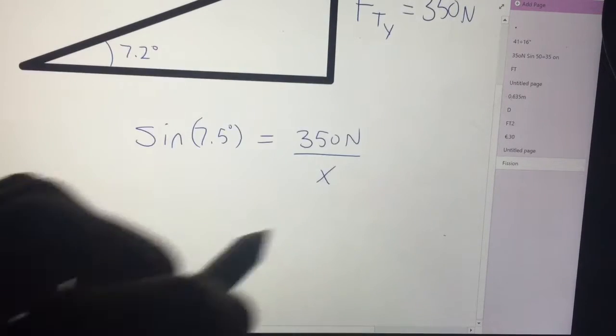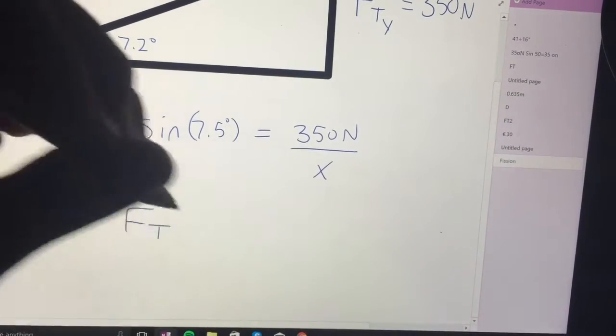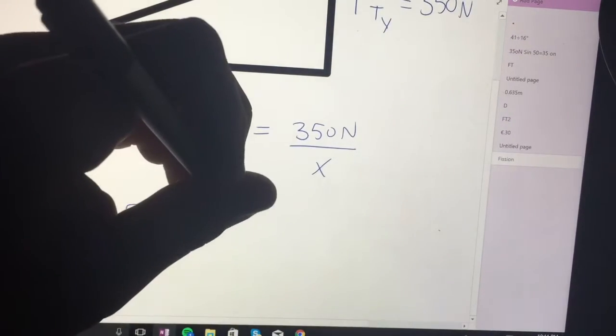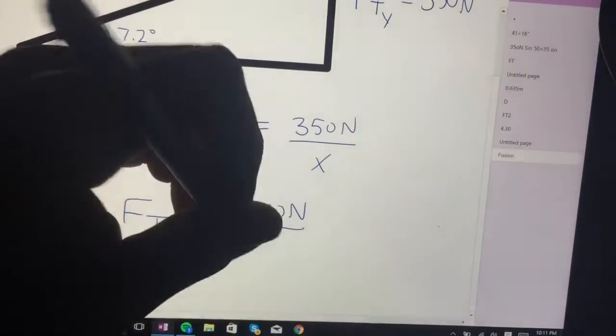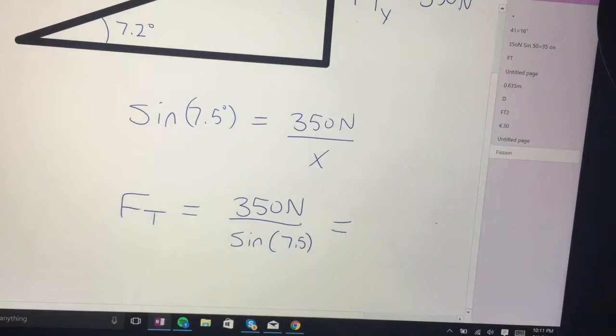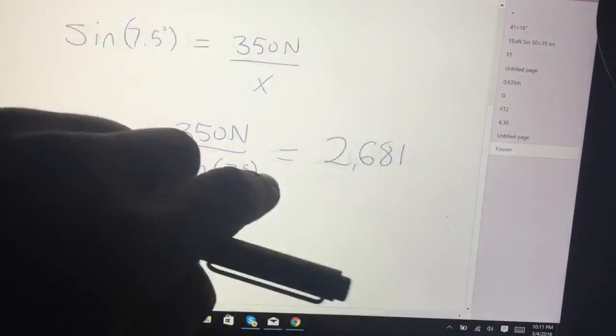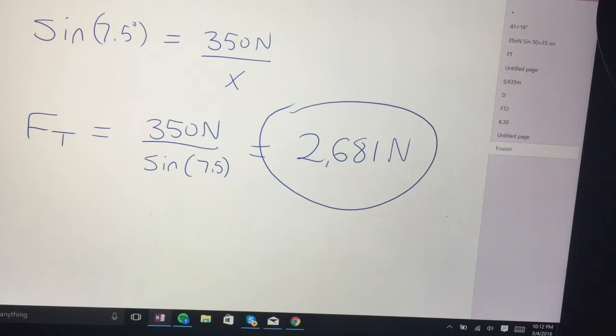So now, solving for x right here, we get that the force of tension equals 350 newtons divided by sine 7.5, which goes to equal about 2,681 newtons. And that, ladies and gentlemen, is the force of tension on the slack lining system.